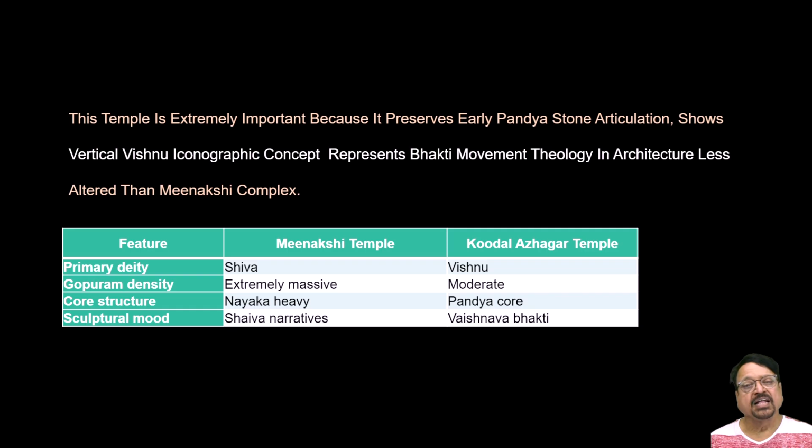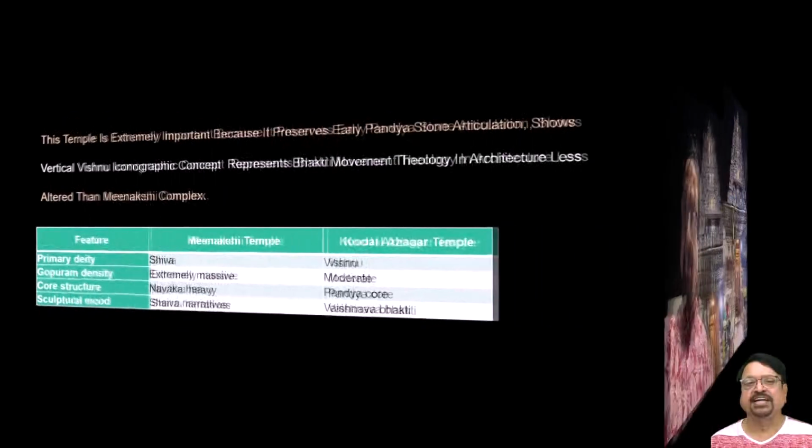Now you will find a lot of different temples which have different types of shikharas, out of which the heavy, massive, broad one you will find is in Meenakshi temple. In Koodhal Azhagar it is moderate. Then the core structure is Nayaka, a heavy structure, and Pandya core. Pandya constructed a temple where they gave a lot of height to the temple, almost 20 feet and above, a very massive and heavy structure. Then sculpture modes: Shiva narratives and Vaishnava Bhakti narratives that you will find in these temples.